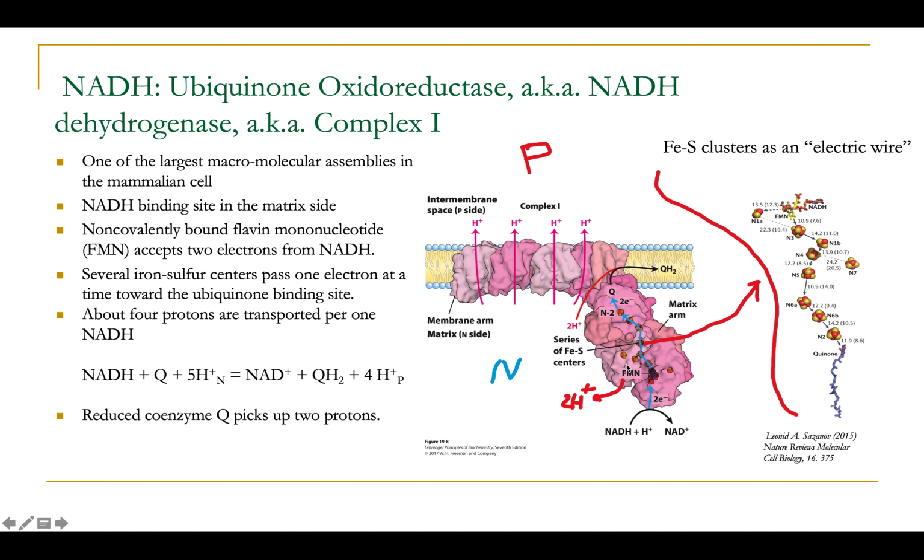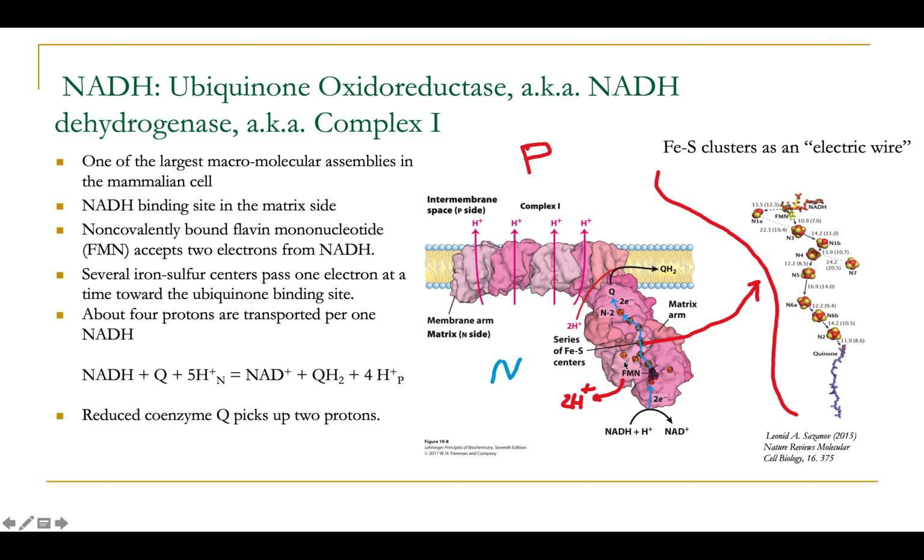NADH dehydrogenase is the largest complex of the electron transport chain. It consists in our cells of approximately 50 different polypeptides and has a mass of roughly 1 megadalton. It has an overall L-shaped form with the membrane arm embedded in the inner mitochondrial membrane that harbors 4 proton pumping channels, and also has the stalk that projects into the mitochondrial matrix.